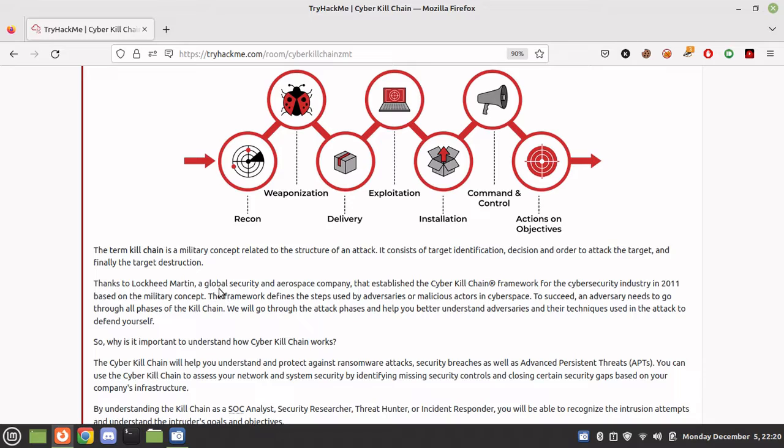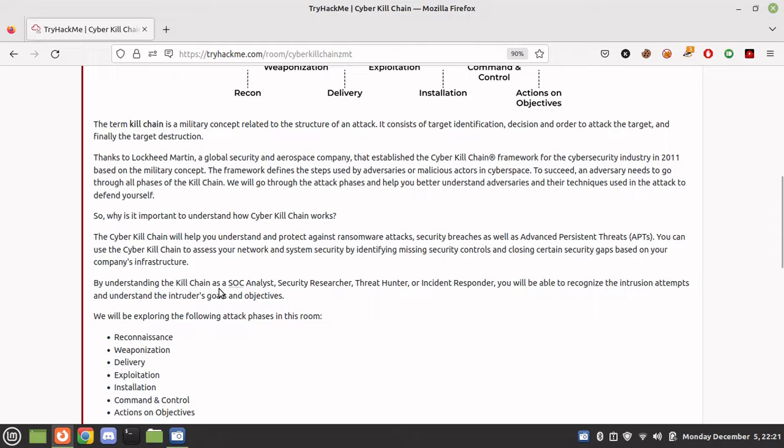So basically, this framework really comes in handy. This framework defines the steps used by adversaries or malicious actors in cyberspace, or you can say hackers. To succeed, an adversary needs to go through all phases of the kill chain. We'll go through all the phases of the kill chain and help you better understand adversaries and the techniques used in attacks, so you can defend yourself.